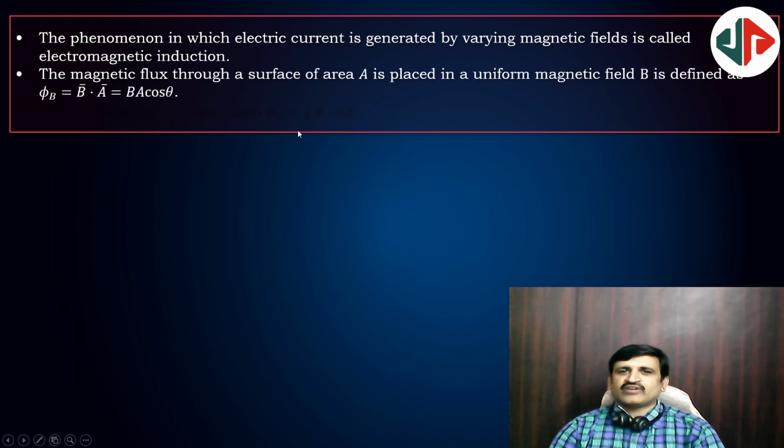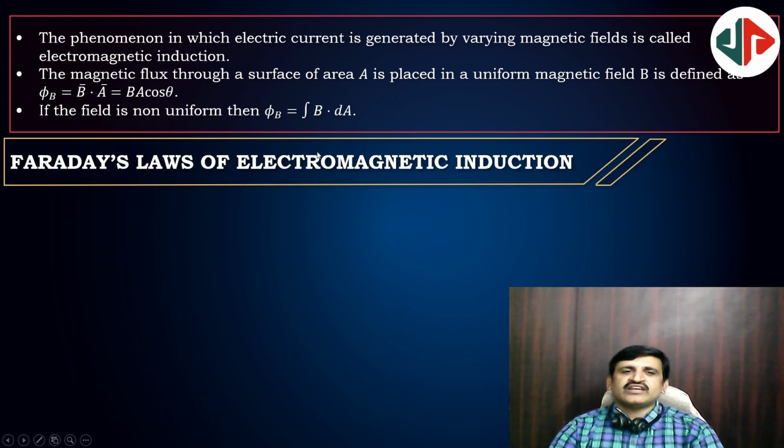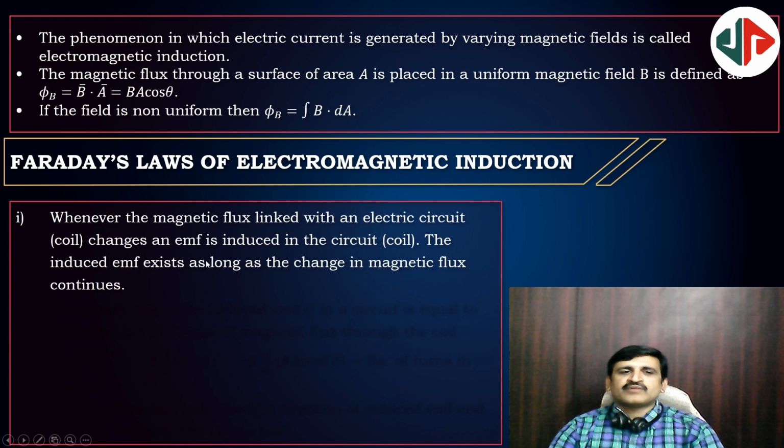Flux linked with a coil is given by phi equals B⃗·A⃗, or BA cos theta, and if the field is non-uniform, then phi_B equals the integral of B·dA. Faraday's law of electromagnetic induction. The very first law: whenever the magnetic flux linked with an electric circuit changes, it causes an induced EMF in the coil. The induced EMF exists as long as the change in the magnetic flux continues. Once the change in magnetic flux stops, the EMF becomes 0.